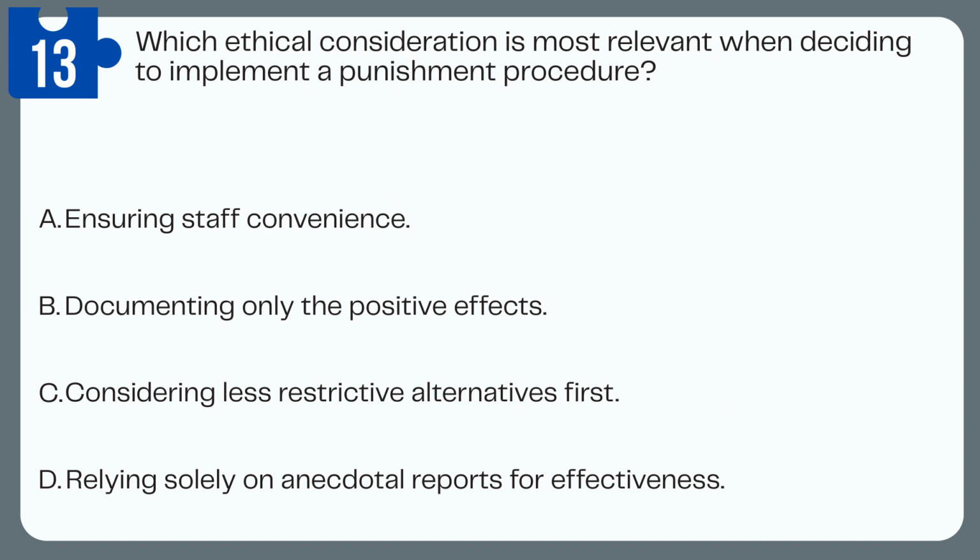Question 13. Which ethical consideration is most relevant when deciding to implement a punishment procedure? A. Ensuring staff convenience. B. Documenting only the positive effects. C. Considering less restrictive alternatives first. D. Relying solely on anecdotal reports for effectiveness.